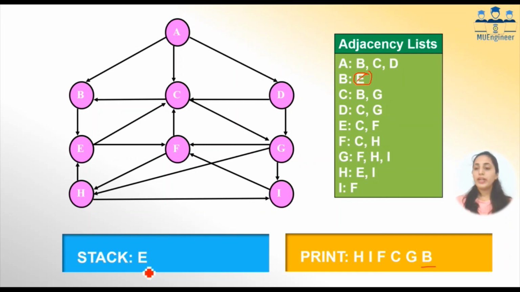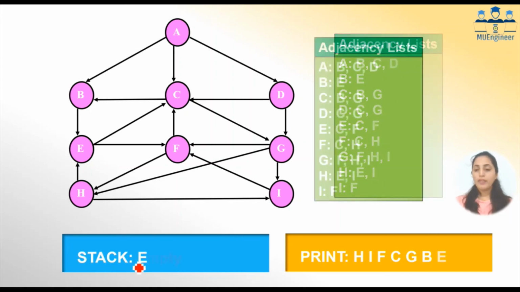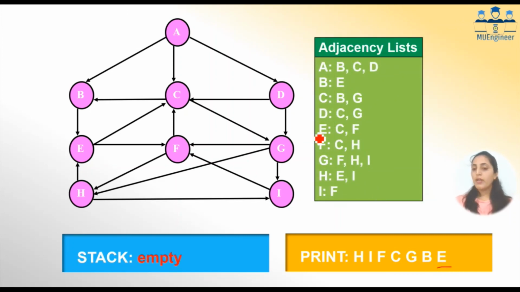So now I have only one element left in my stack, that is E. I will pop out E and I will print it over here. And now I will check the neighbors of E. Those are C and F, which are already there in the stack. So I will not push them again. So now at this moment, my stack becomes empty and the values which are reachable from H have been printed on the screen. Okay. So this way we can get the values printed over here in a sequence H, I, F, C, G, B and E.